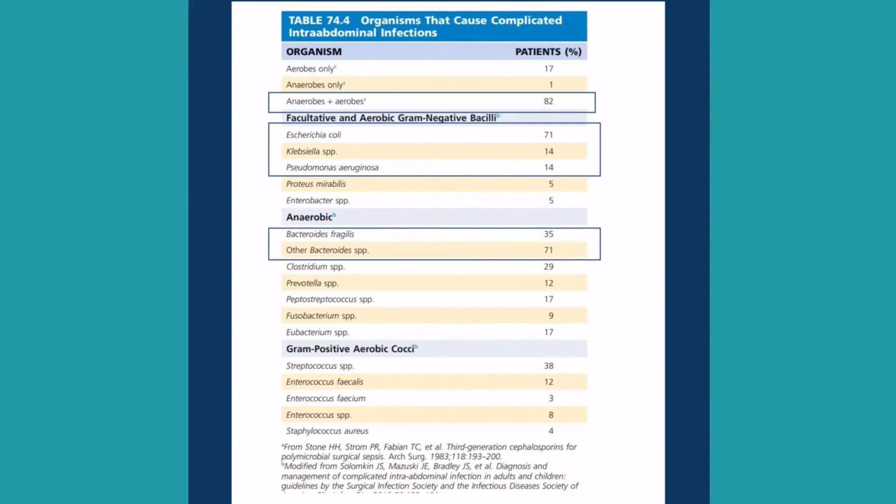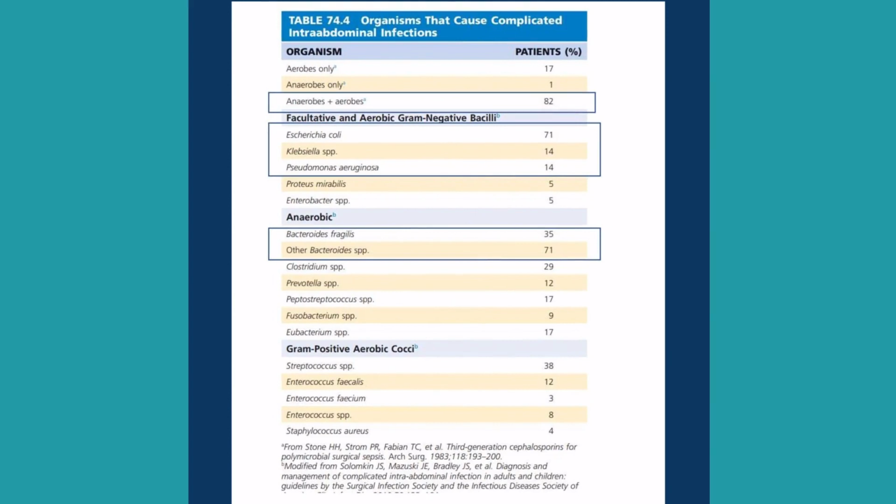It is very important to note that these collections have to be drained, which we call source control in intra-abdominal or in any other infection. These abscesses or collections inside the intra-abdominal cavity have to be drained for the infection to get better. Only antibiotics will not cure the problem in such patients. So if you look at the organisms that cause complicated intra-abdominal infections, it can be monomicrobial, it can be polymicrobial.